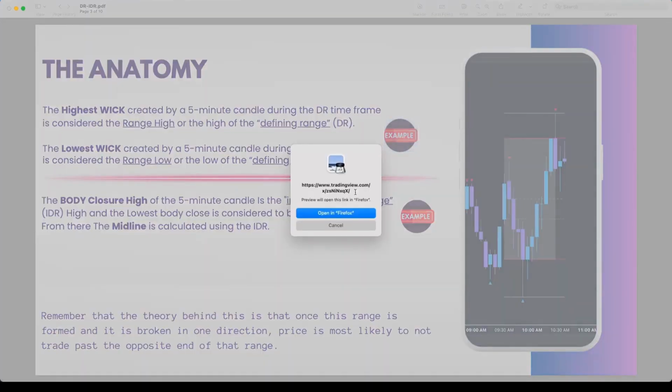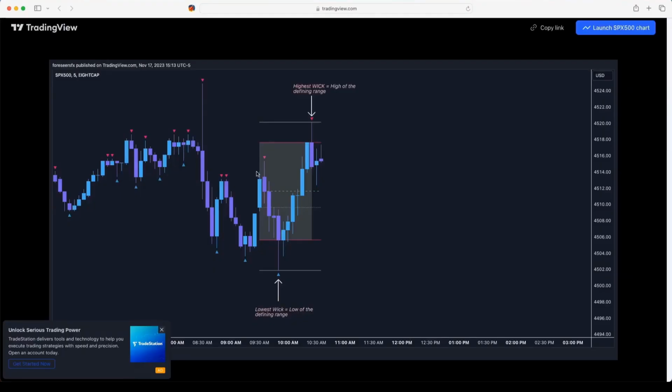So I have a quick example of what I mean. As you can see, during this formation period, this wick is the highest wick out of all of the high points, or the high area, meaning that this is the high of the defining range. And down here, the lowest wick is the low of the defining range. So really it's just the biggest wick out of the top and the bottom. And in this case, this wick was bigger than this one, so this is going to be our lowest wick, equaling our low of the defining range.